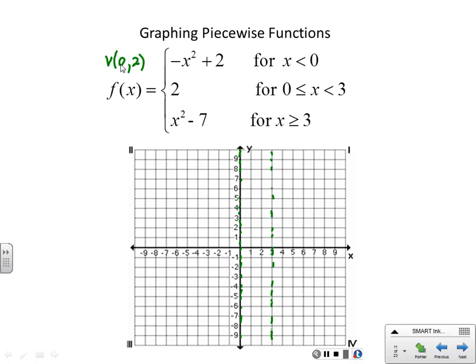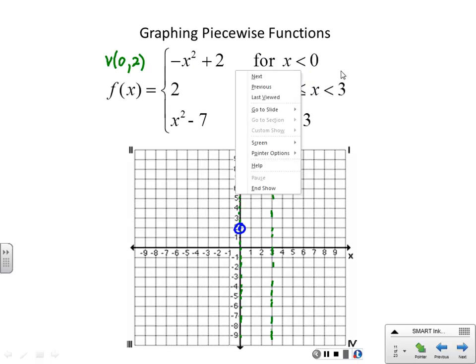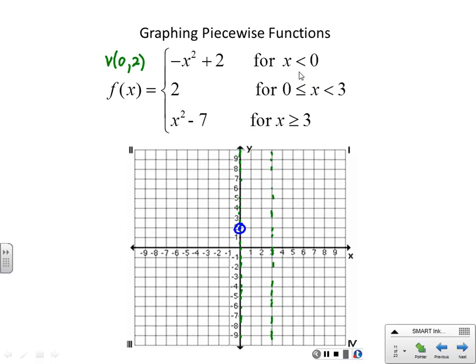Well, we have a starting point at 0, right? If it's at 0, then I have a point at 2. And it's going to be open because x cannot be equal to 0. So we're going to open that up. Now, like I said, it is a parabola that goes down, so if you want to do a t-chart for this one, that's fine, but you can only use x values less than 0.